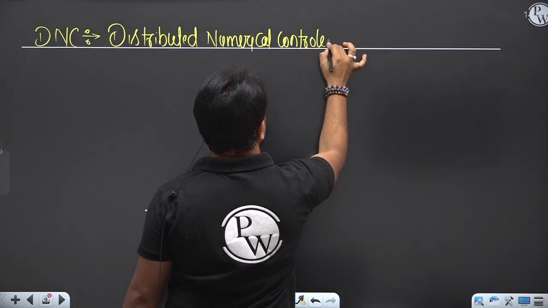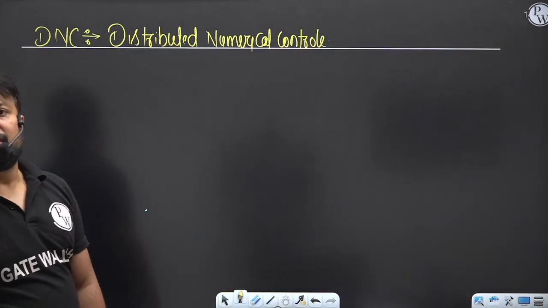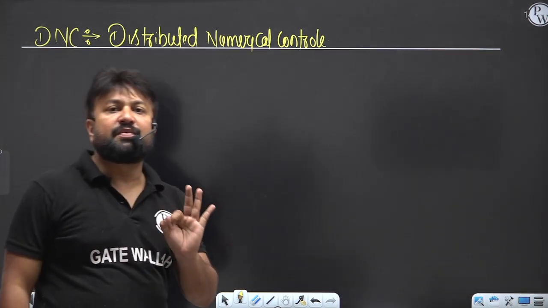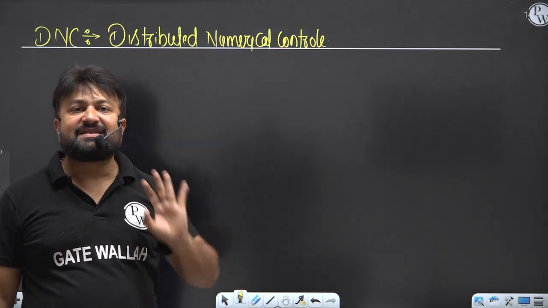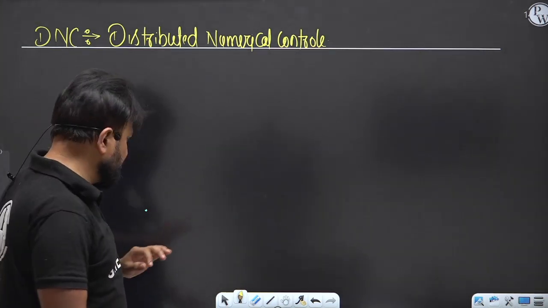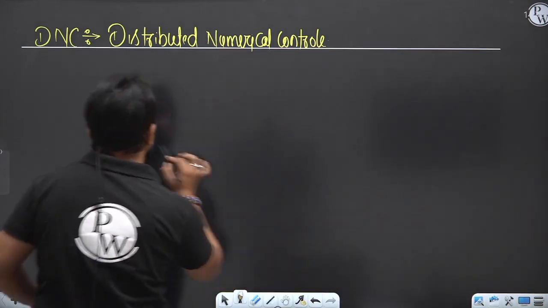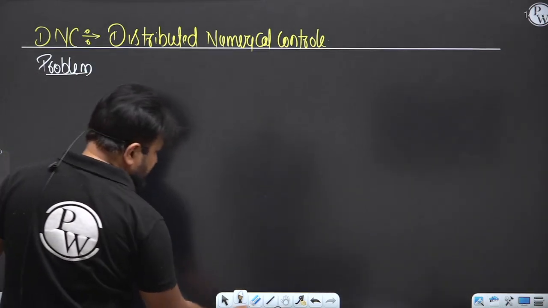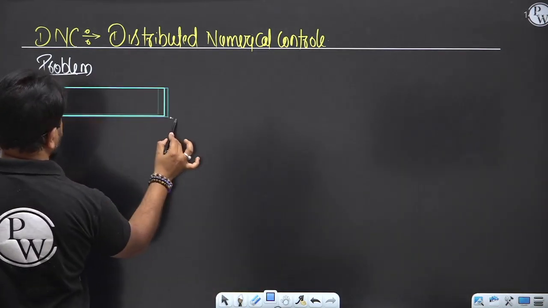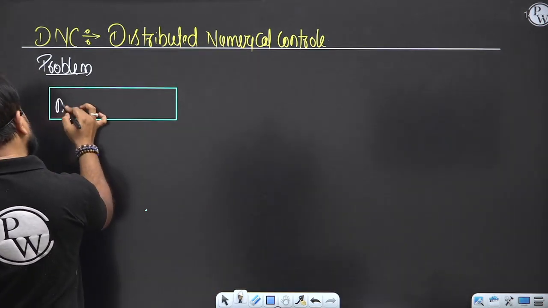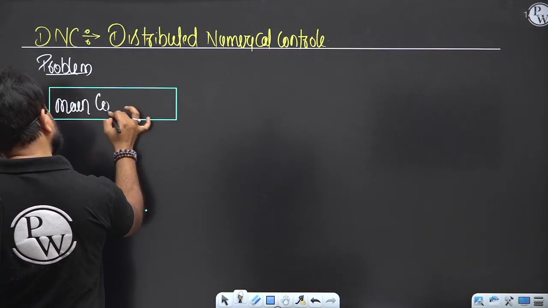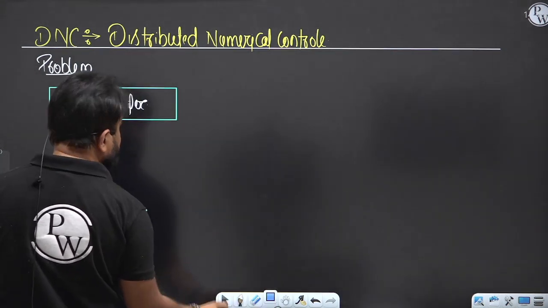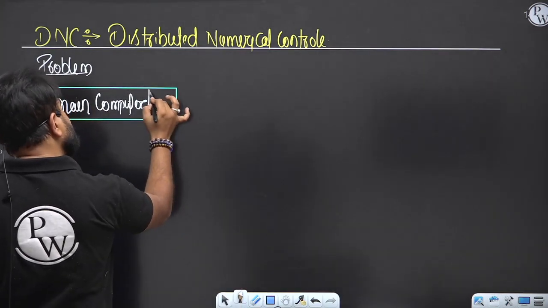Distributed numerical control, right? Distributed numerical control basically is a system that uses a central computer to control several machines at the same time. Let me explain the problem first of all. Suppose that there will be a main computer, right? And it has its memory.